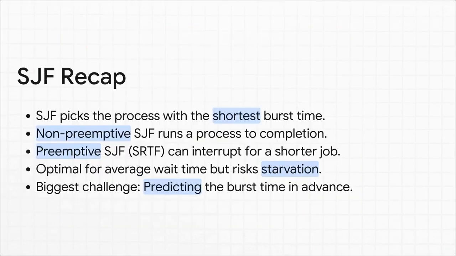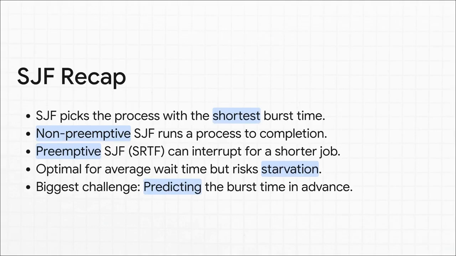Okay, let's wrap this all up. What are the key takeaways? First, SJF is all about picking the process with the shortest burst time. The non-preemptive version is simple. It just runs a process to completion. The preemptive version, SRTF, is more complex but more responsive because it can interrupt a process for an even shorter one. And while SJF is proven to be optimal for average waiting time, it comes with that dangerous risk of starvation. But honestly, the biggest, most fundamental problem of all is the one we've been ignoring this whole time.